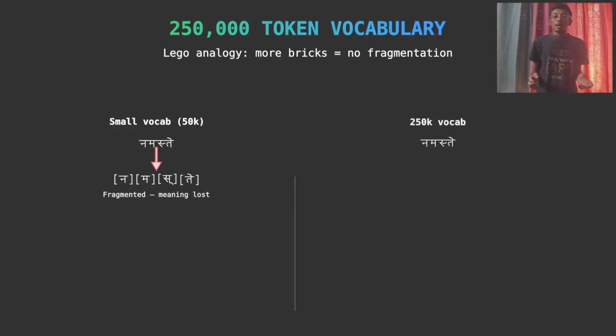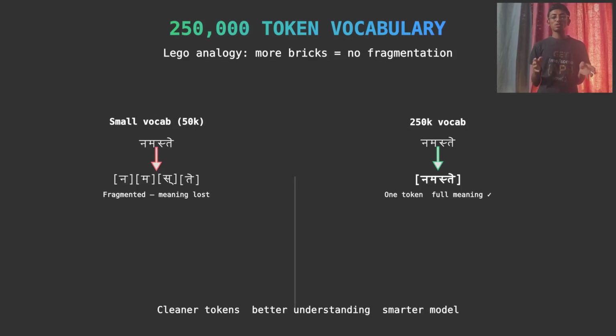Not really. Qwen 3.5 uses a vocabulary of 250,000 tokens. Think Lego. With only 50,000 bricks, you might have to chop foreign words into tiny meaningless fragments. But with 250,000 bricks, almost every word in almost every single language in the world gets its own brick. No fragmentation, no wasted compute, fluent reading in any script. This is what Qwen 3.5 achieved.